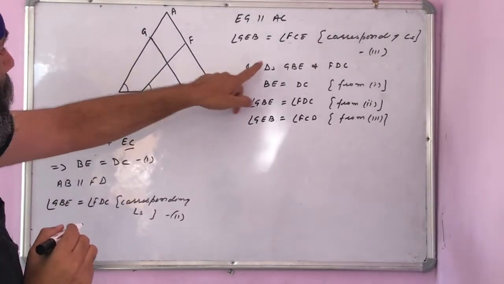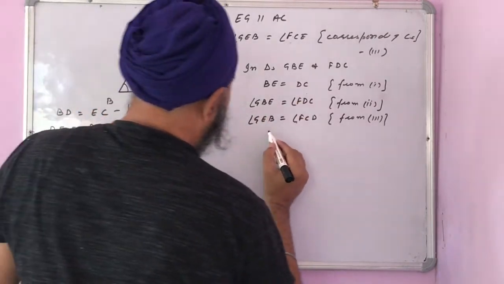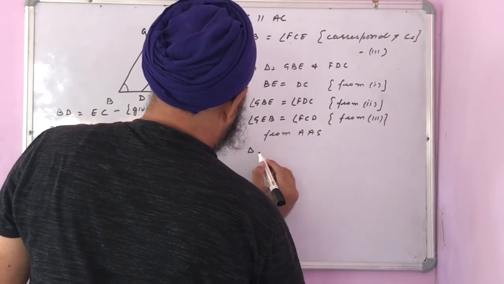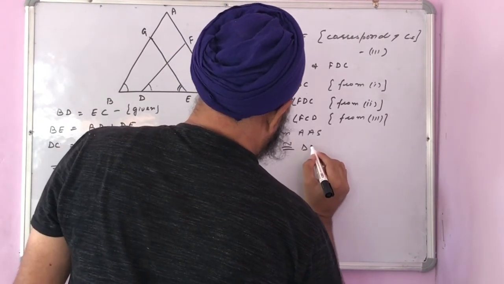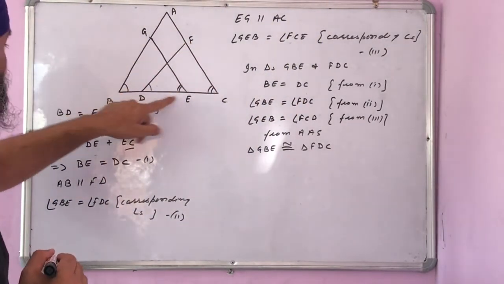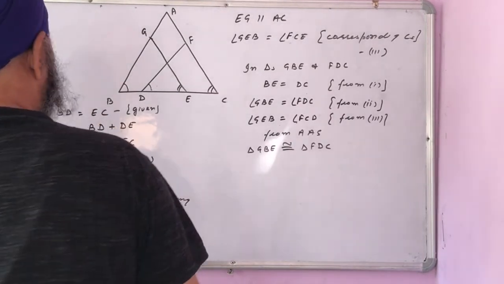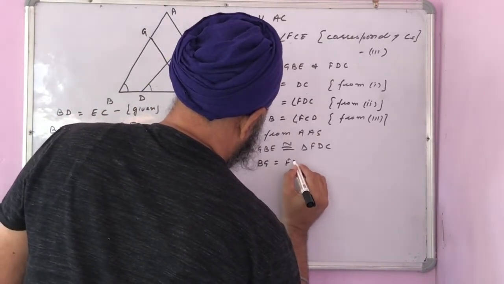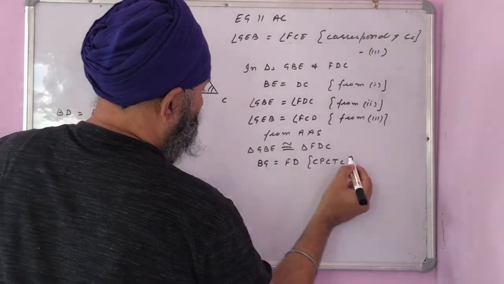Now in these two triangles, two angles are equal and one side is equal. So from the angle-side criterion, triangle GBE is congruent to triangle FDC. It implies that BG is equal to FD from CPCTC. They are corresponding parts of congruent triangles.